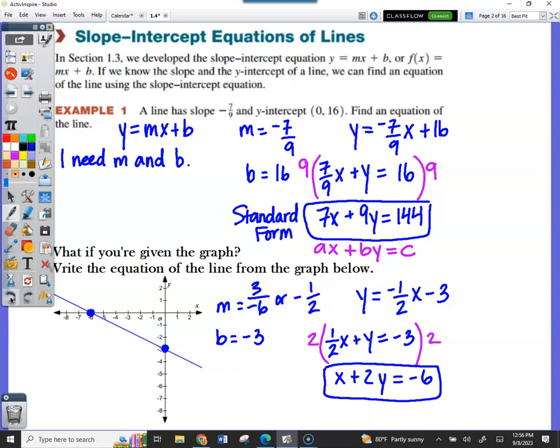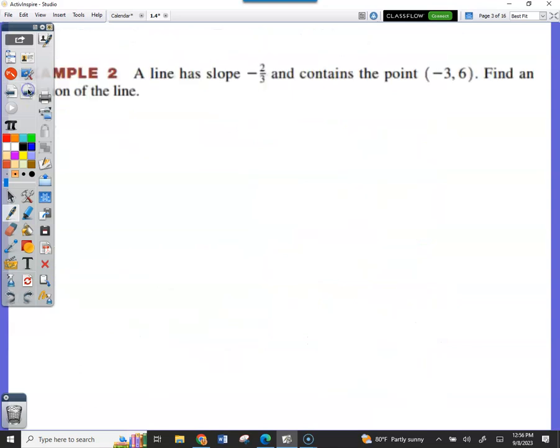This one's too easy. You just plug it in. I want you to be able to get here because on my MyMathLab, on some of it, it's going to say write the equation in standard form. All right, go to the next one.